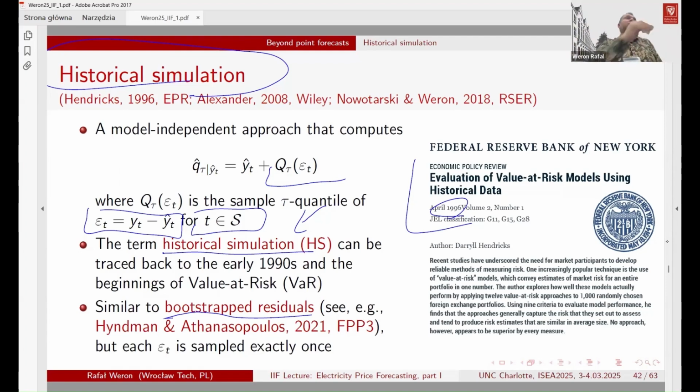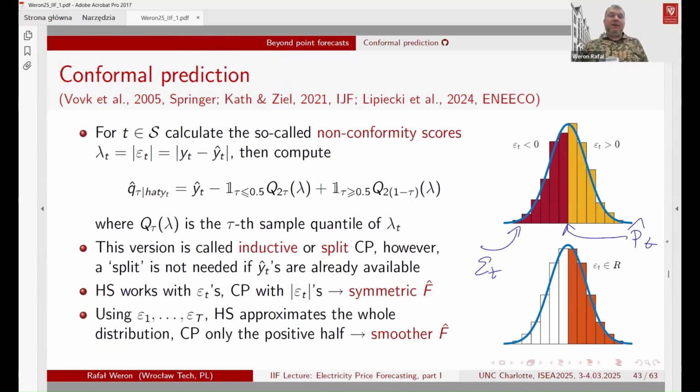In bootstrap, you actually sample from the errors. So sometimes you can take the same error twice, and some others may not be sampled. But in the long run, this will give the same results. So bootstrap is slightly different from historical simulation. Actually, it's more general. You can bootstrap in many different ways. So historical simulation is a very simple way. As I said, it's used in finance.